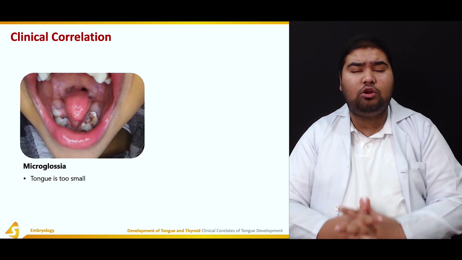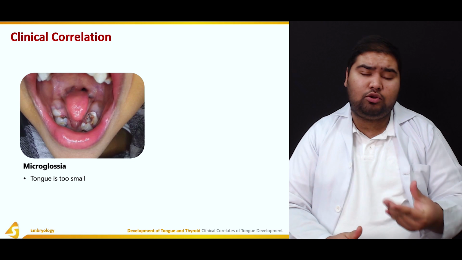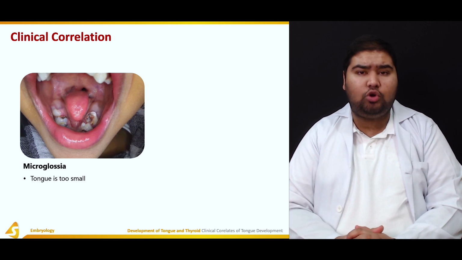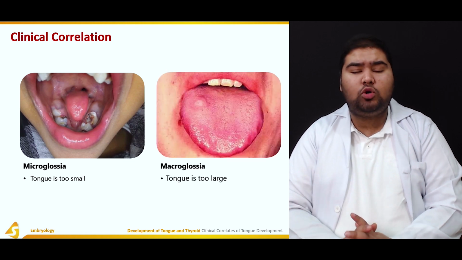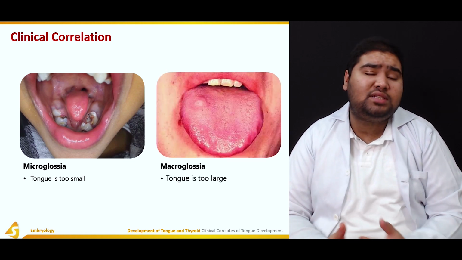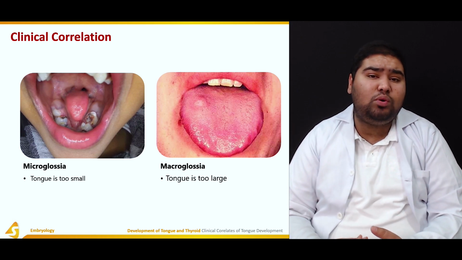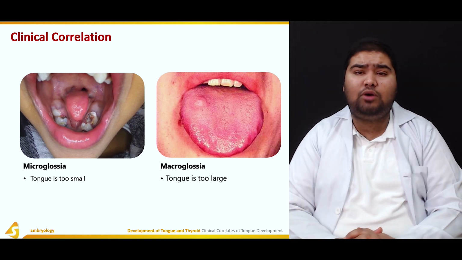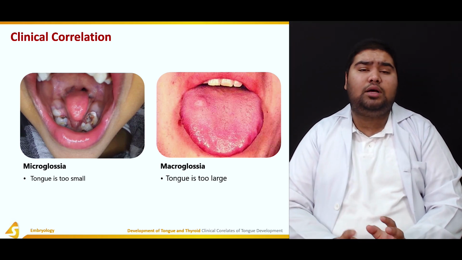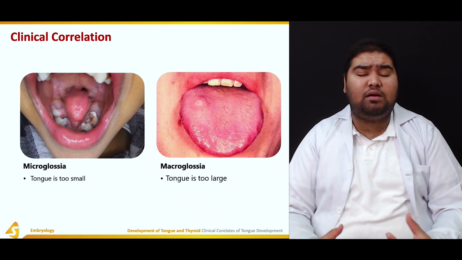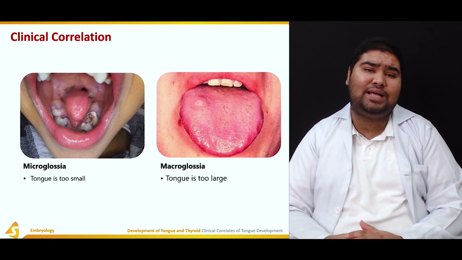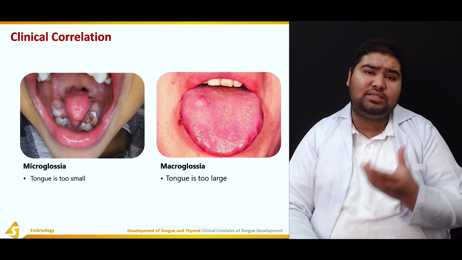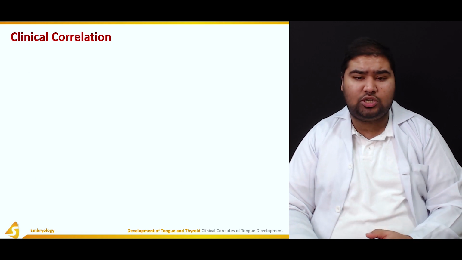So in microglossia, the tongue is too small. Micro means small, so the tongue is too small. This condition is known as microglossia. Macroglossia is when the tongue is too large, the tongue is protruding out from the mouth, or even when it's in the mouth, you get the feeling of mouth being full all the time. That is macroglossia, that is the tongue is very large.